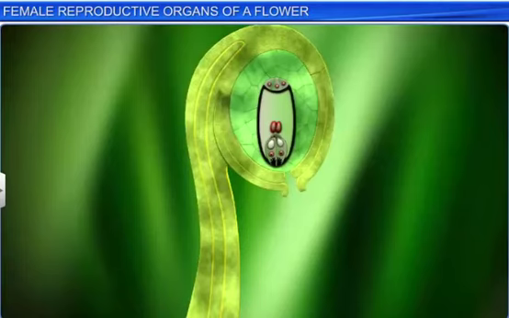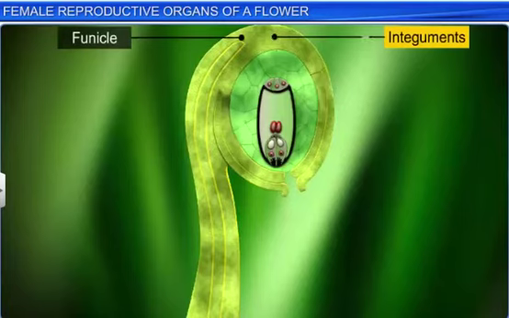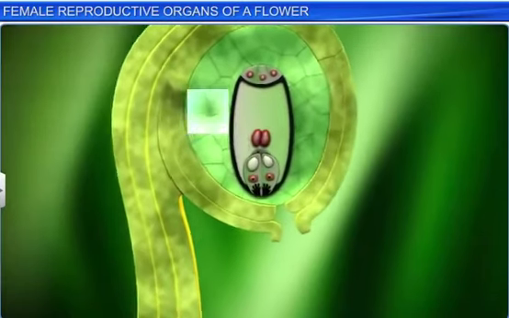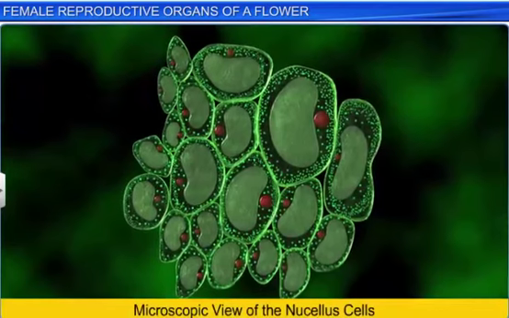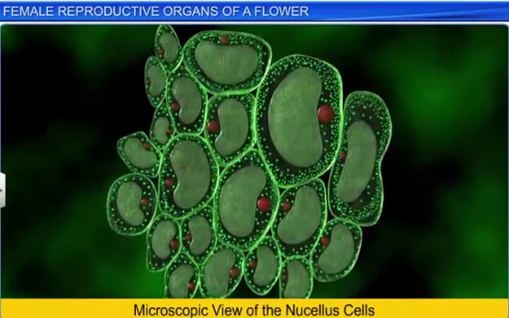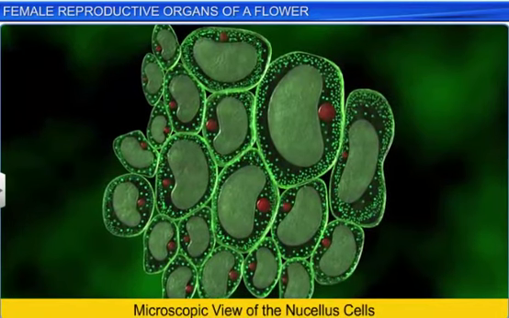At the chalazal region, we find that the funicle and integuments join the nucellus, the center region of the ovule that's made of a mass of diploid, colorless, thin-walled, parenchymatous cells containing food reserve materials.